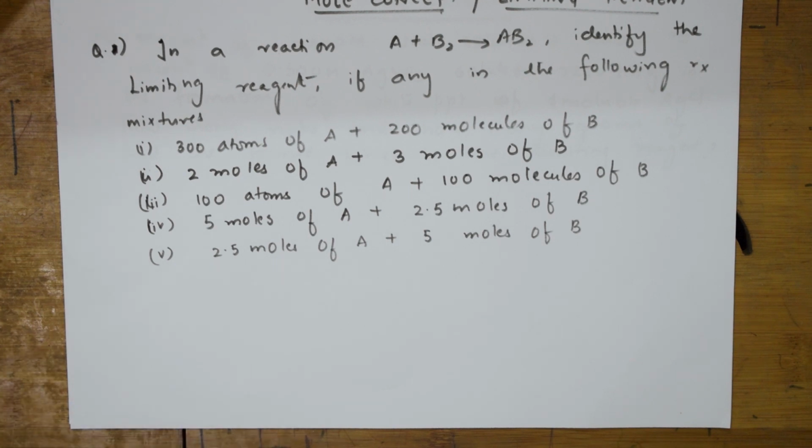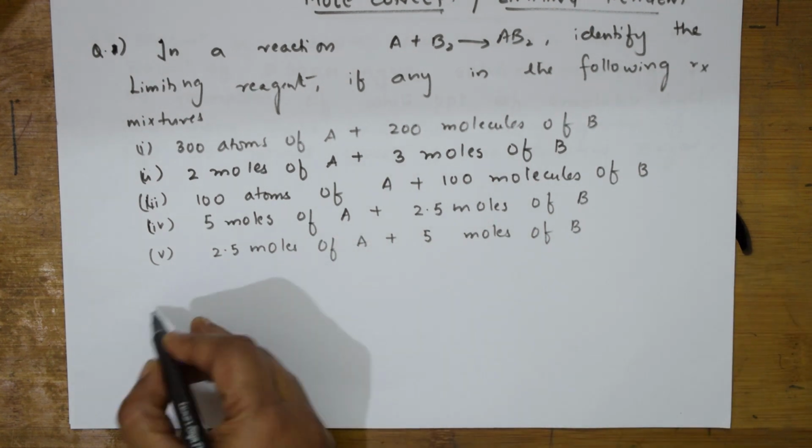Let's see the first question. What did they say? 300 atoms of A plus 200 molecules of B. Fine. So what is the reaction? A plus B2 gives AB2. Fine. Now let us first start solving.